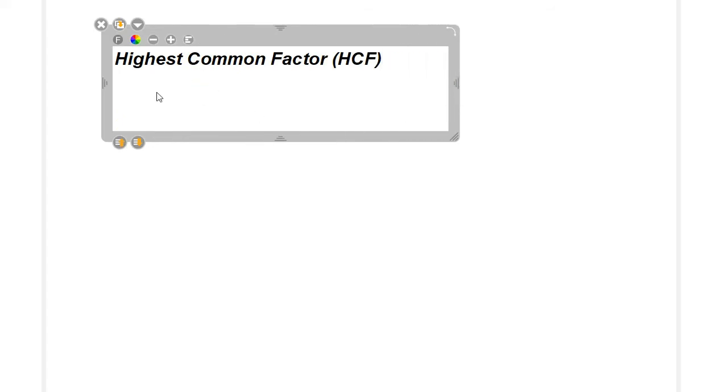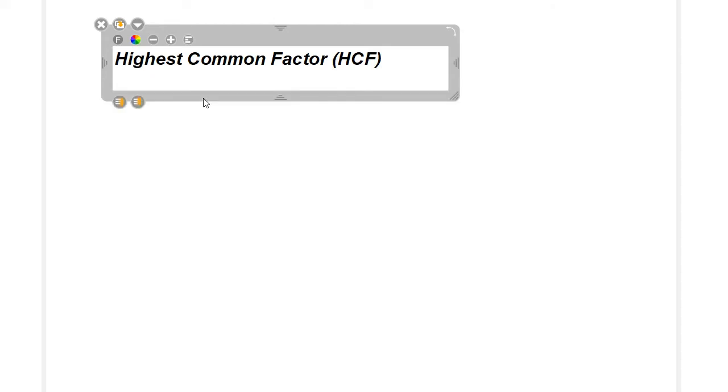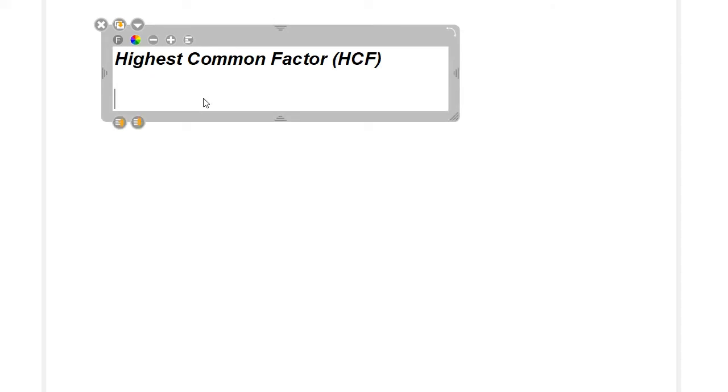Okay, today I'll be talking about highest common factor, and for highest common factor, the short form will be HCF. Let me start off with an example, and you will quickly see how you could find it. To find the common factor, you are supposed to find the common factor that is the highest. First we have to list out the factors of the numbers.